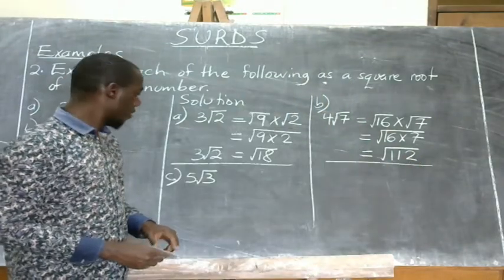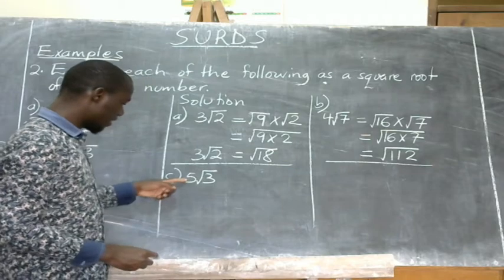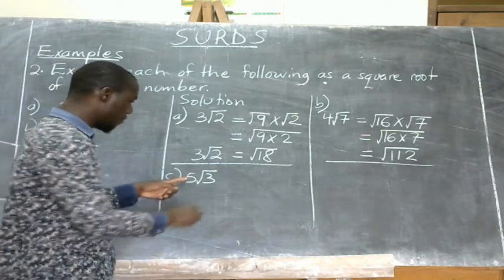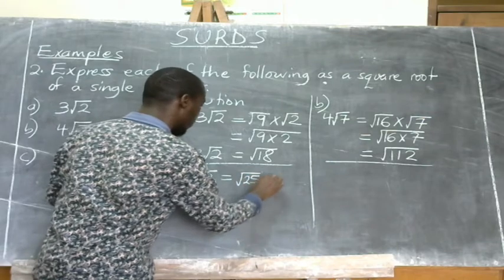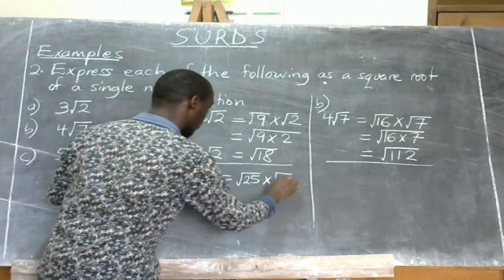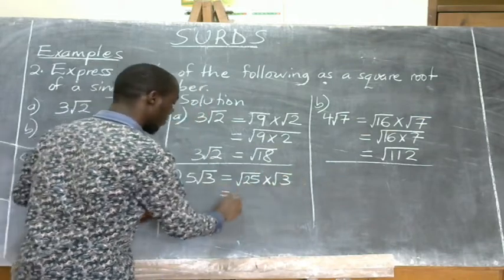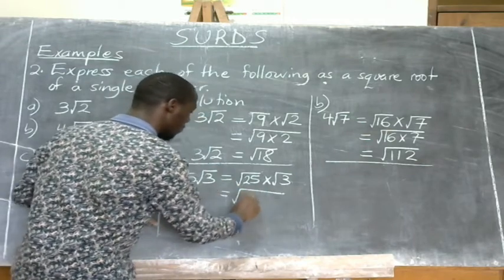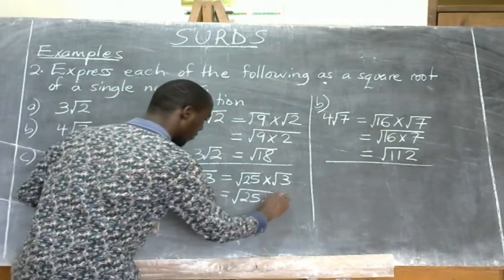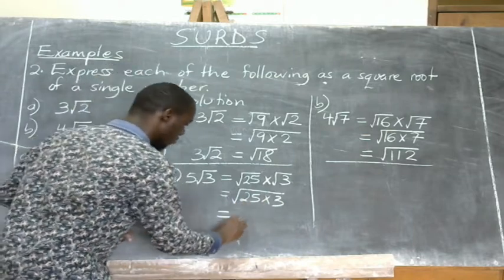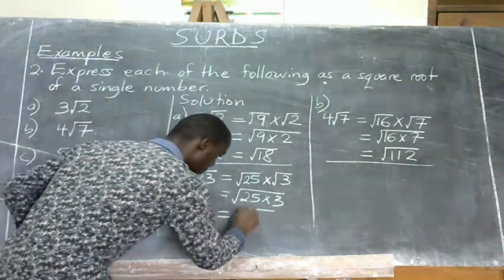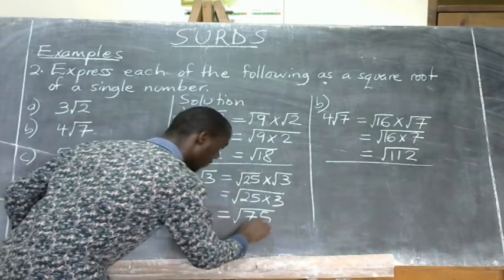Part C, the number that gave us the 5 was square root of 25, then times root of 3. Then now here I'm having root 25 times 3, and when I multiply the 2 I get root of 75.